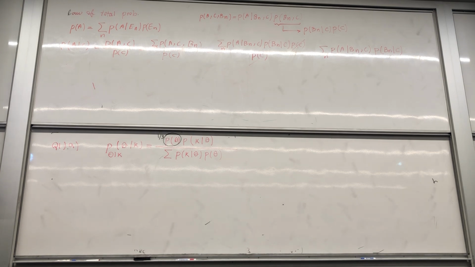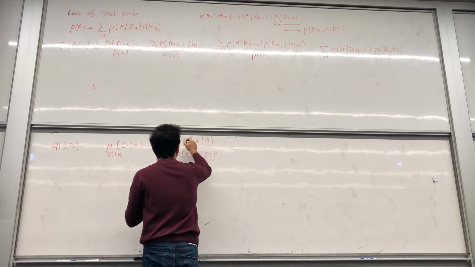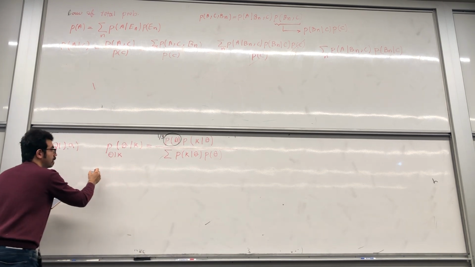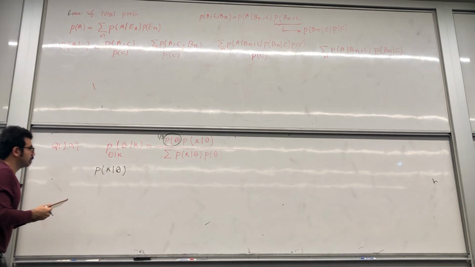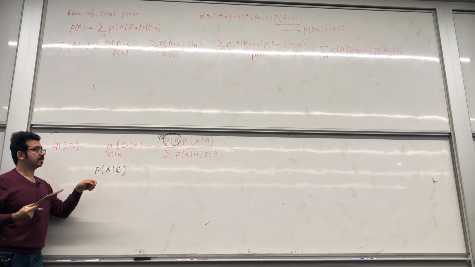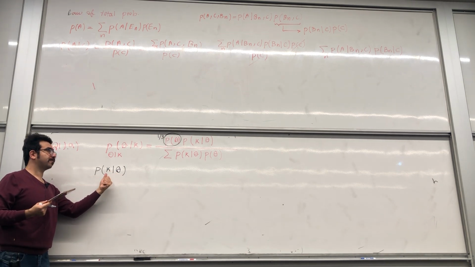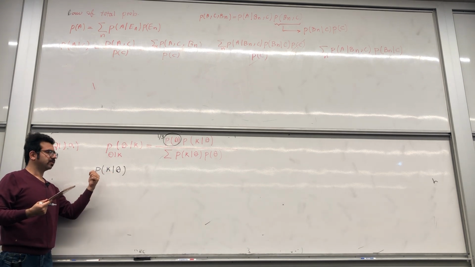So now let's find the probability of K conditioned on theta. Let's find this one. It means that now you know a specific student, what is the probability for that specific student to give you K correct answers, okay?